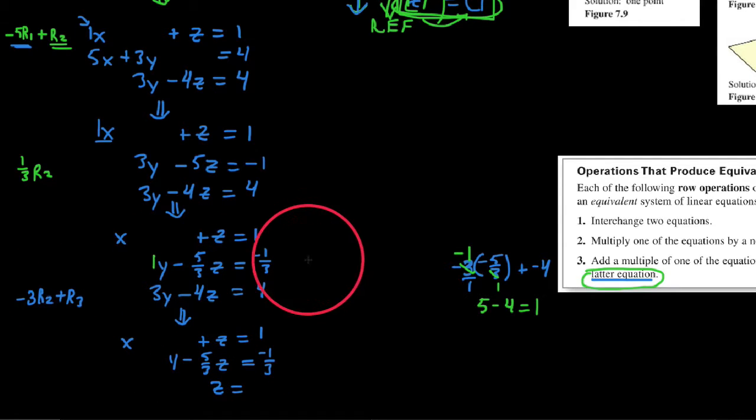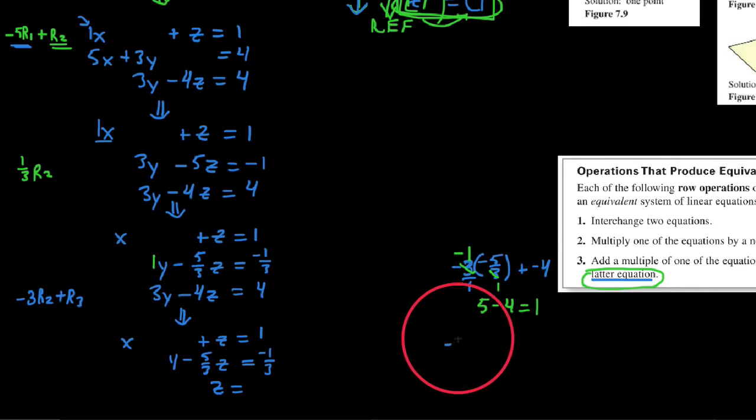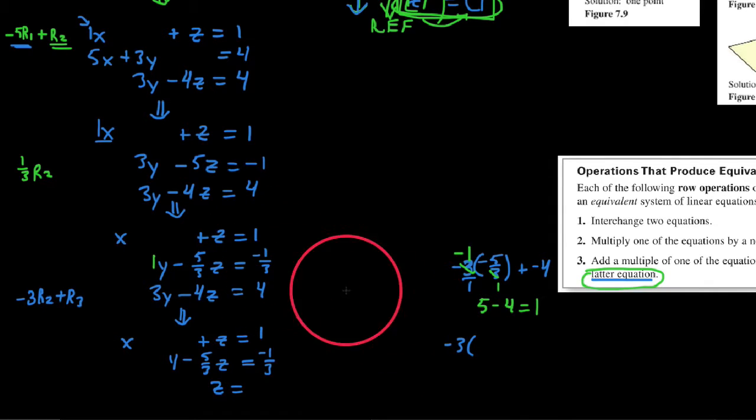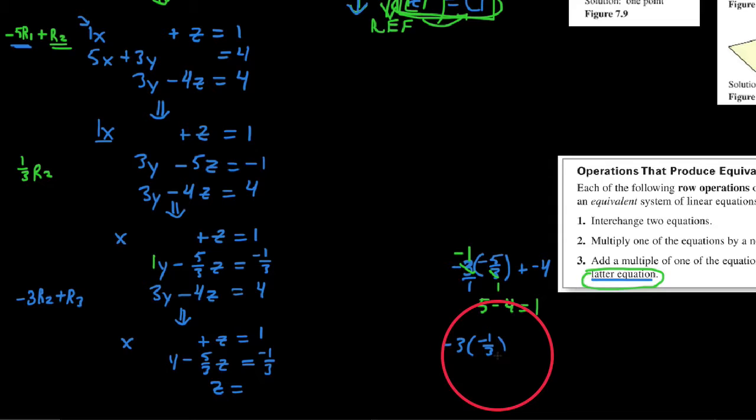We have to do the same thing here with our constants next. We're going to take negative 3 times this negative 1/3 in the second row, and we're going to add that onto the constant in the third row here, which is 4. But again, what I see is I get these to cross cancel, which doesn't always happen, but is nice when it does. I get negative 1 times negative 1, which is 1, and 1 plus 4, which is 5.